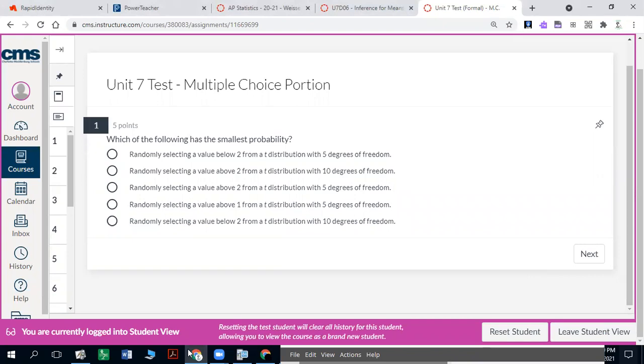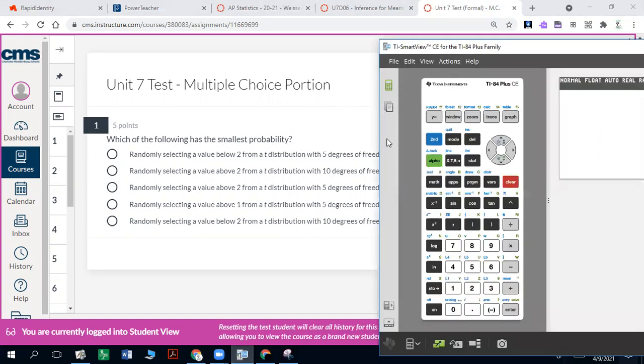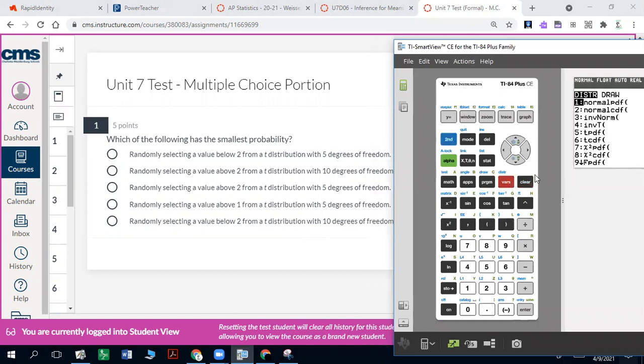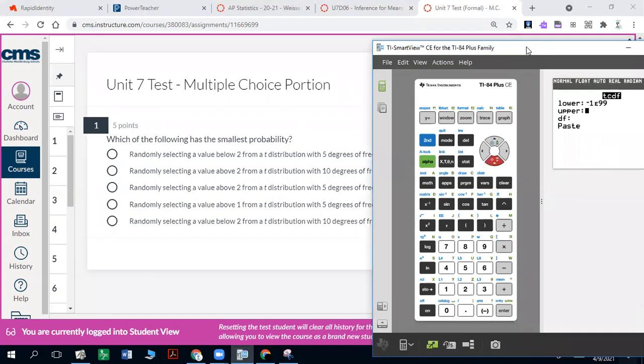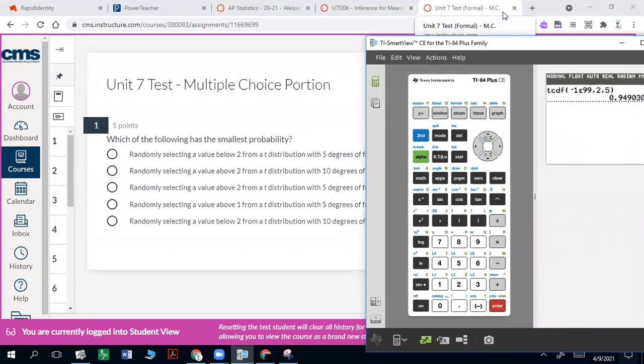All right, so this question, which of the following has the smallest probability? We can do this problem using the calculator. It says randomly selecting a value below 2 with a t-distribution of 5 degrees of freedom. So we're going to go to 2nd VARS, tcdf, which is 6. If it's below 2, then the lower is negative 1E99, and the upper is going to be 2, with 5 degrees of freedom. And you get 0.949. That's pretty high probability. That is your answer for that one.